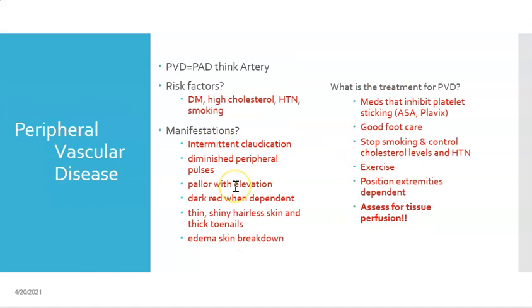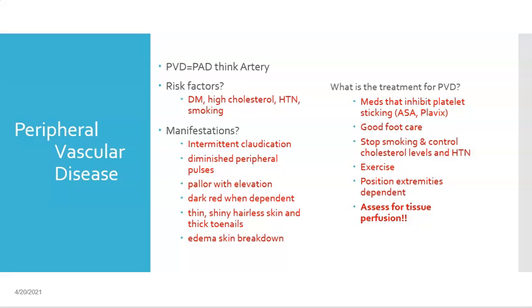What else on here? Peripheral vascular disease. So risk factors: diabetes, again, high cholesterol, hypertension, and smoking. Get them to quit smoking. Manifestations: intermittent claudication. That's when they're walking and they get that calf pain and they stop walking and the pain goes away. So it's intermittent, it comes and goes. Diminished peripheral pulses. You'll have people that have like crappy pulses in their feet. You won't be able to hardly find a pedal, but their radials are fine.